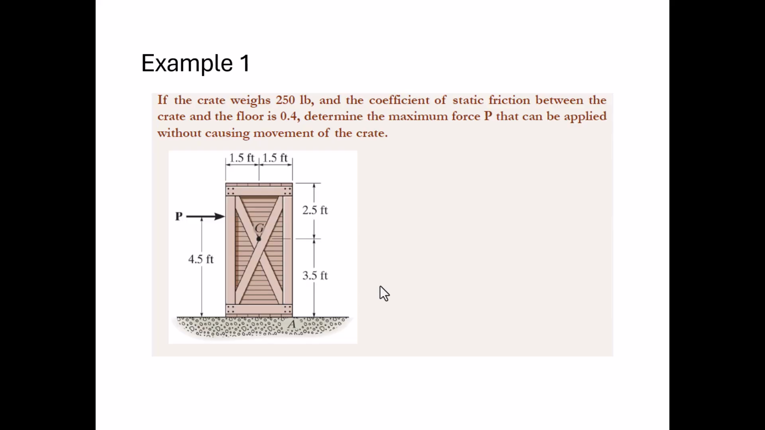So let's see this question. We have an object that weighs 250 lb. The coefficient of static friction between the crate and the floor is 0.4. Determine the maximum force that can be applied without causing the movement of the crate. So we're given W and mu s. Okay. We need to find P maximum. We have unknowns like P, X, N, and F.